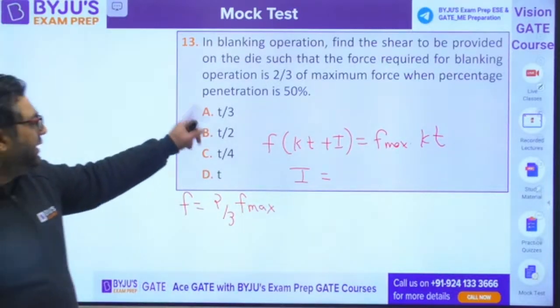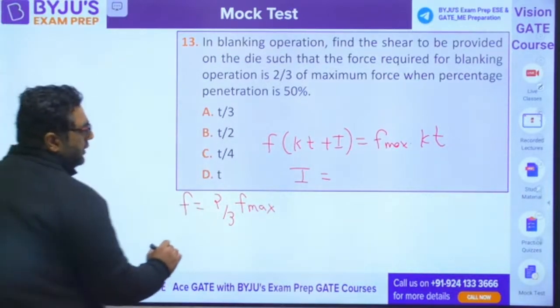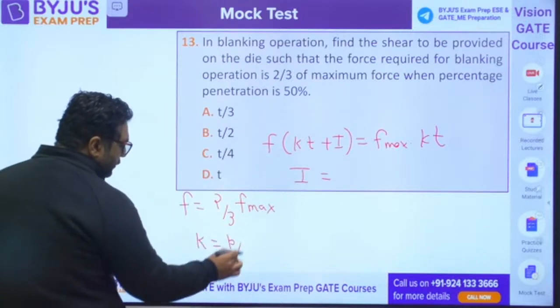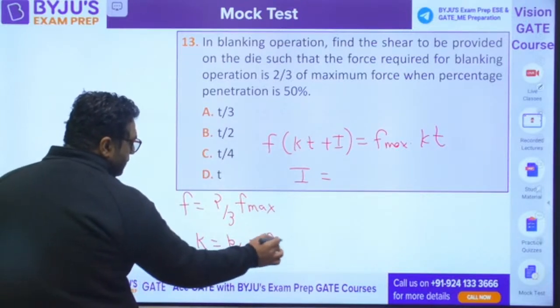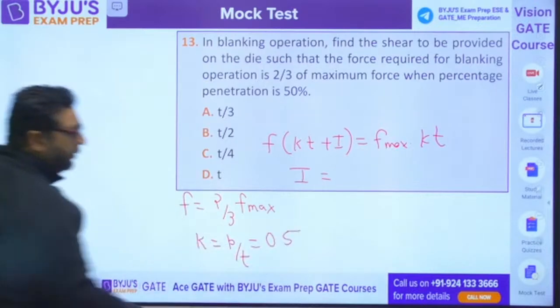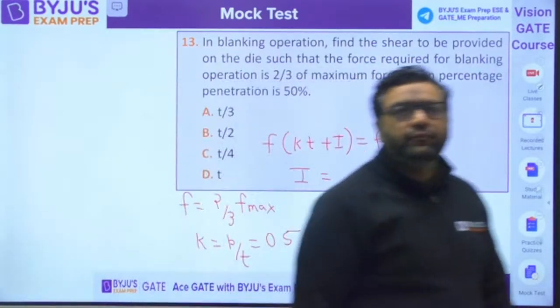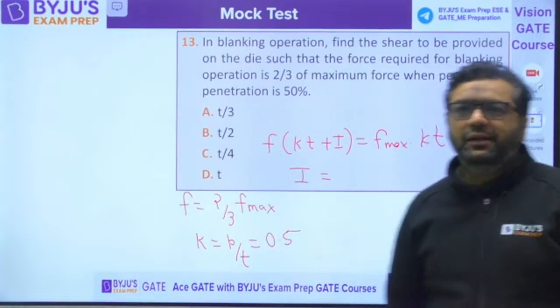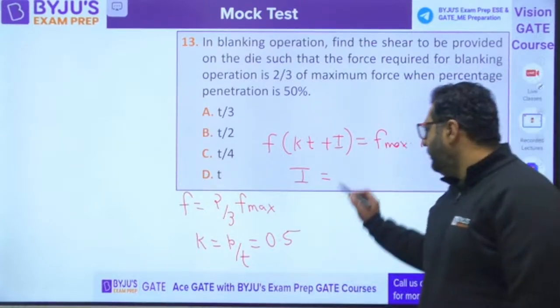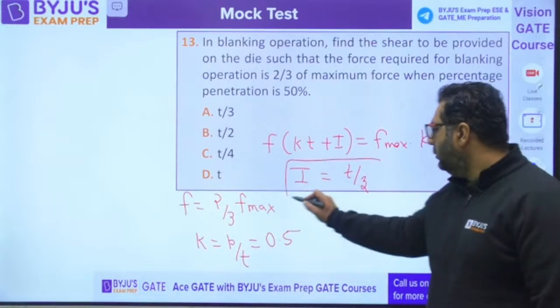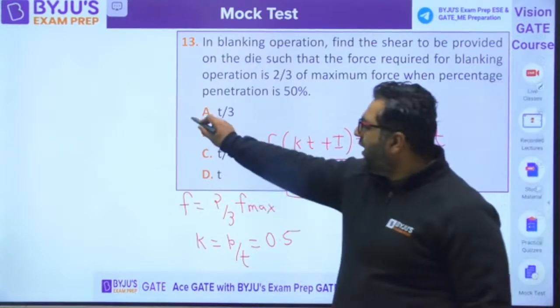F max when percentage penetration is 50%. So you can say K, the penetration to thickness ratio, is 0.5. Put the value, get the answer. Yes, everybody, you would be getting I as T by 3. The answer would be A for this.